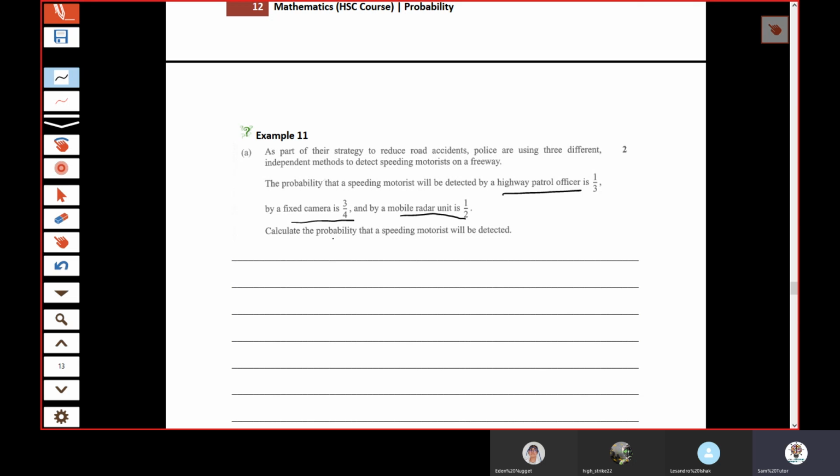Calculate the probability that speeding motorists will be detected. Police are using 3 different independent methods for speeding motorists. The probability of detection by a highway patrol officer is 1/3, by fixed camera 3/4, and by mobile radar unit 1/2, which means not detected by a mobile radar unit is 1/2, and not detected by a fixed camera is 1/4. 75% chance of detection. Multiplying means this and this and this.